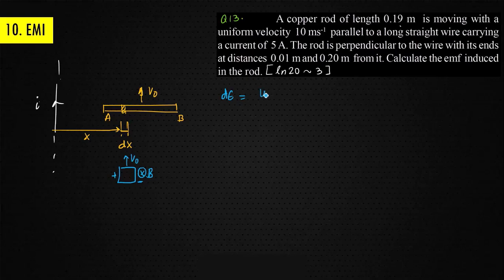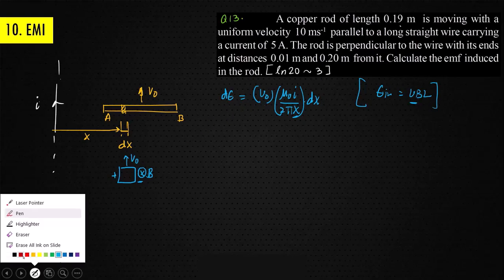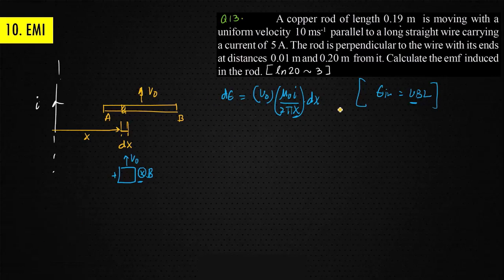v0 into B into dx. So v0 is the velocity, B is the magnetic field over here. So what is the magnetic field due to an infinitely long current carrying wire? It is μ0 I by 2πx. And the length is dx. So I am applying the formula ε induced equals BvL. What is v? v is the velocity with which the conductor is moving, that is v0. B is the magnetic field created at that particular point, and L is the length of the conductor. So this is a small induced EMF.